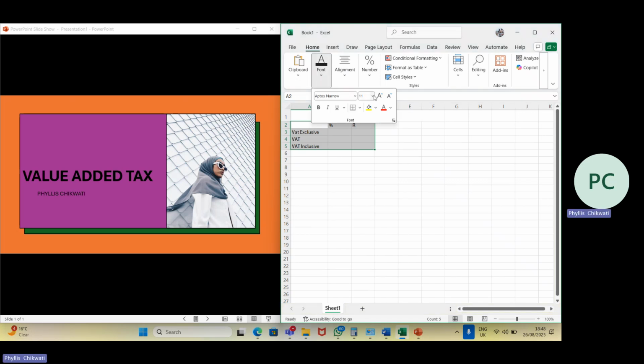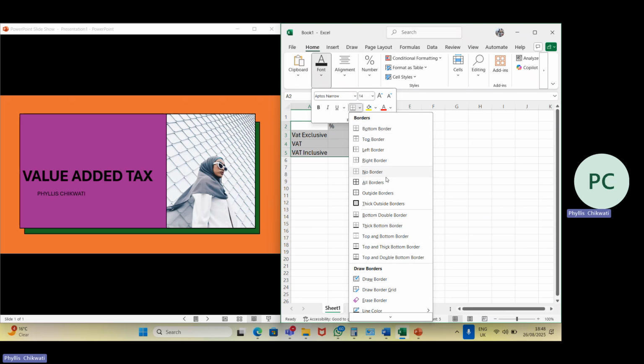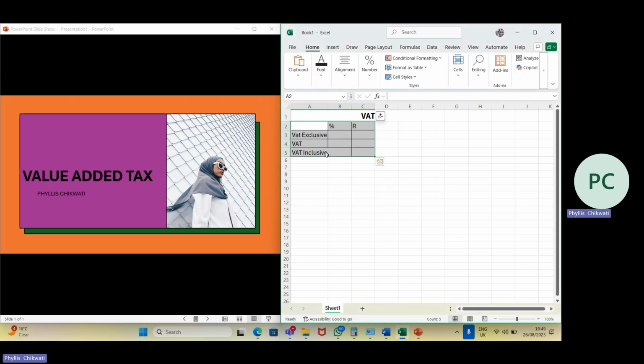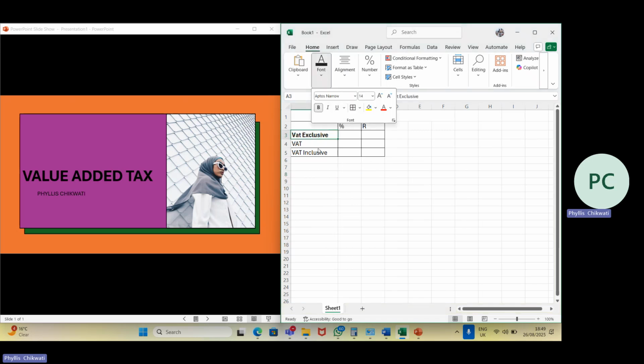There are certain things that we already know. As I mentioned earlier, my VAT is 15%, something to take note of. My VAT is always calculated on the VAT exclusive amount. I need you to take note of that. Your VAT is always calculated on the VAT exclusive amount, and your VAT exclusive amount plus your VAT portion should give you your VAT inclusive amount. It's something that you also need to take note of.